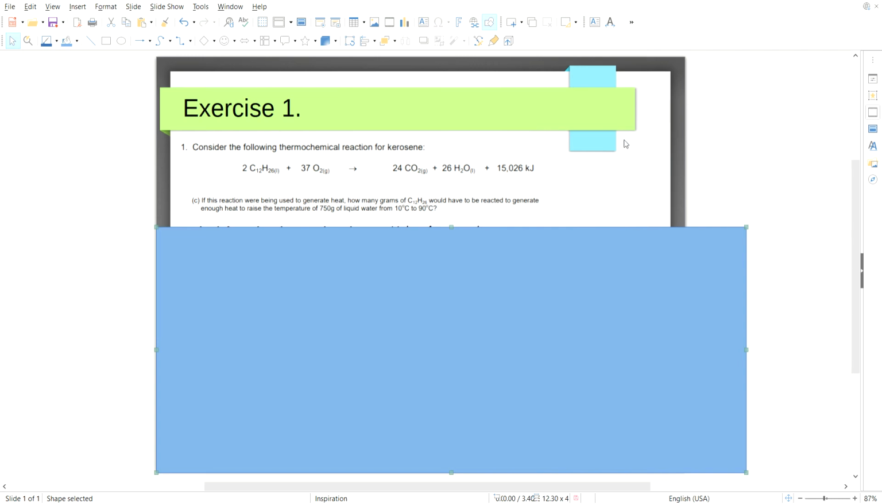Hey guys, we're going to be solving exercise 1, exactly point C. Here I would like you to understand two things to start.